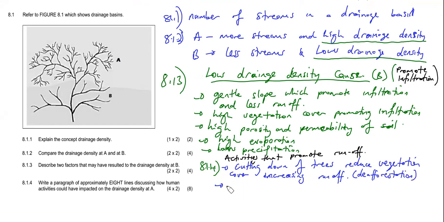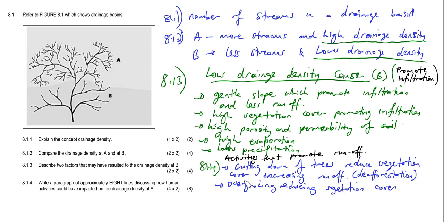Then here, let's have another one. We can also talk of overgrazing. When you overgraze, you've got more cattle on a small area, and they remove the vegetation cover. So here it reduces vegetation cover.